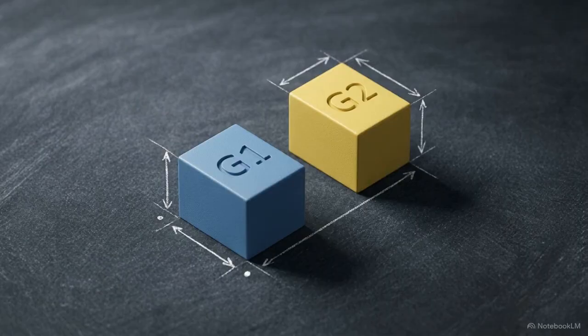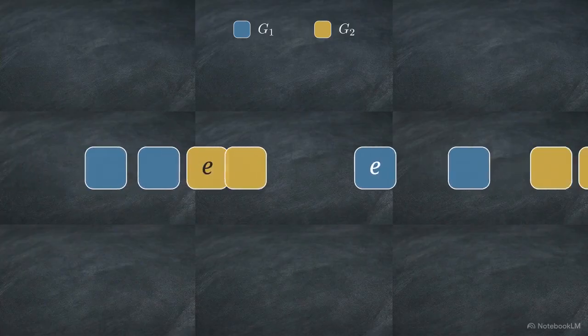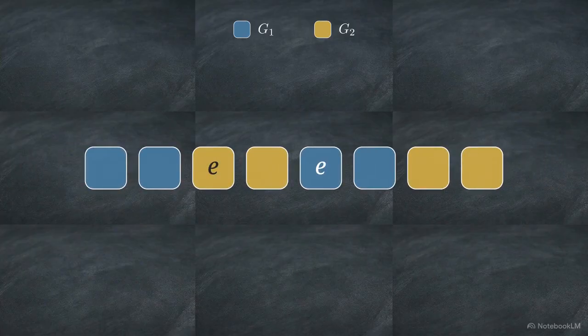Let's start the construction of the free product with two arbitrary groups, G1 and G2. These groups must be disjoint. They cannot share any elements except for their respective identities. We define an algebraic word as a literal, ordered sequence of elements chosen from these groups. We simplify these into reduced words.